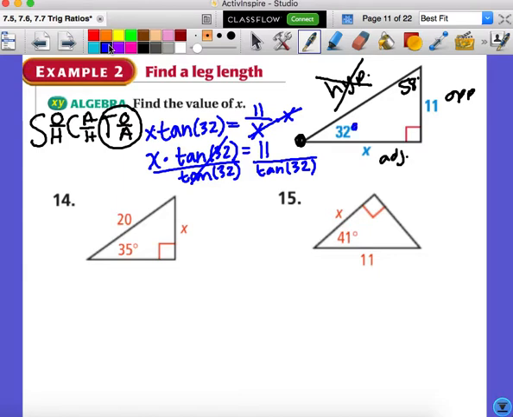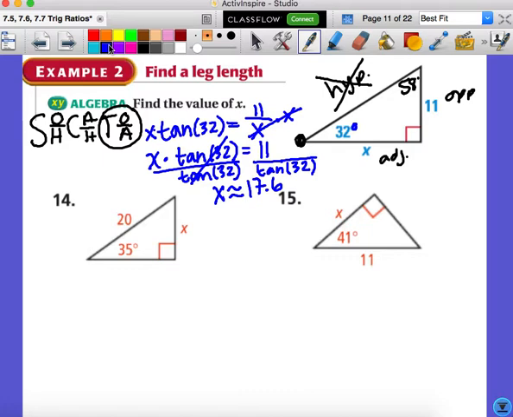Now when you get to Algebra 2, they're going to give you a new way to measure angles in terms of radians. But we haven't talked about those yet, so we need to make sure that our calculator is understanding that the numbers we're putting in are in terms of degrees. Once our calculator is set up, I can hit 11 divided by tangent of 32. Make sure you close up that parenthesis there just for good measure at the end. Hit Enter, and that tells us that x is approximately 17.6 if I round to the nearest tenth.